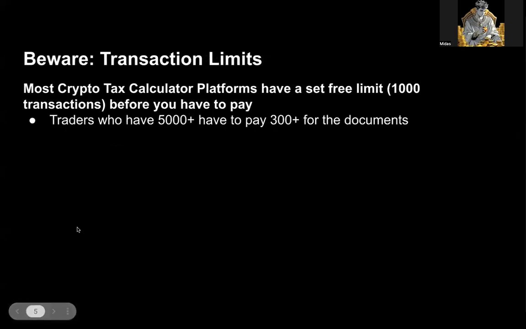And be aware of transaction limits. So most crypto tax calculator platforms have a set free limit of 1,000 transactions before you have to pay. I'm more worried about those of you guys that are doing a lot of meme coin trading or just trading in general with crypto, because traders who have 5,000 plus transactions, which is quite easy when you're trading every day, you'll have to pay 300 plus for those documents.